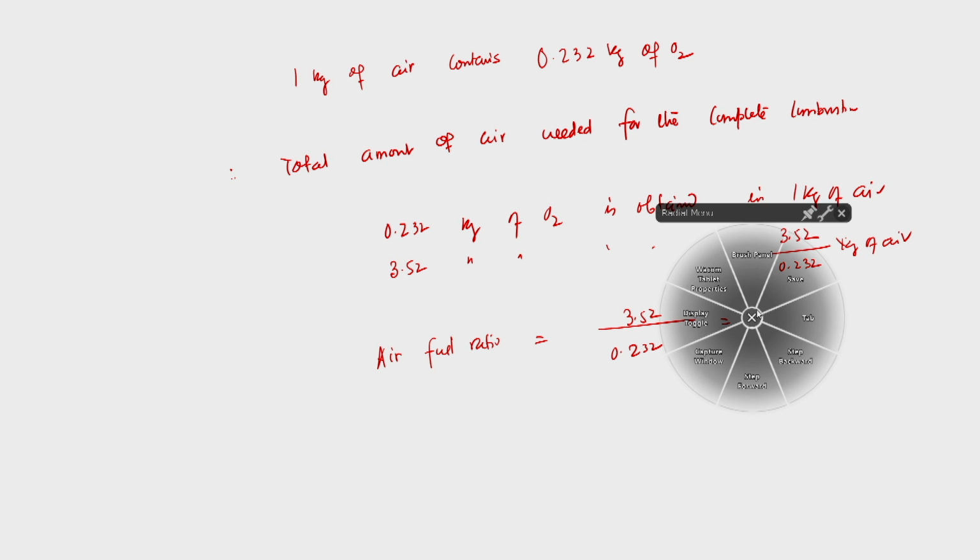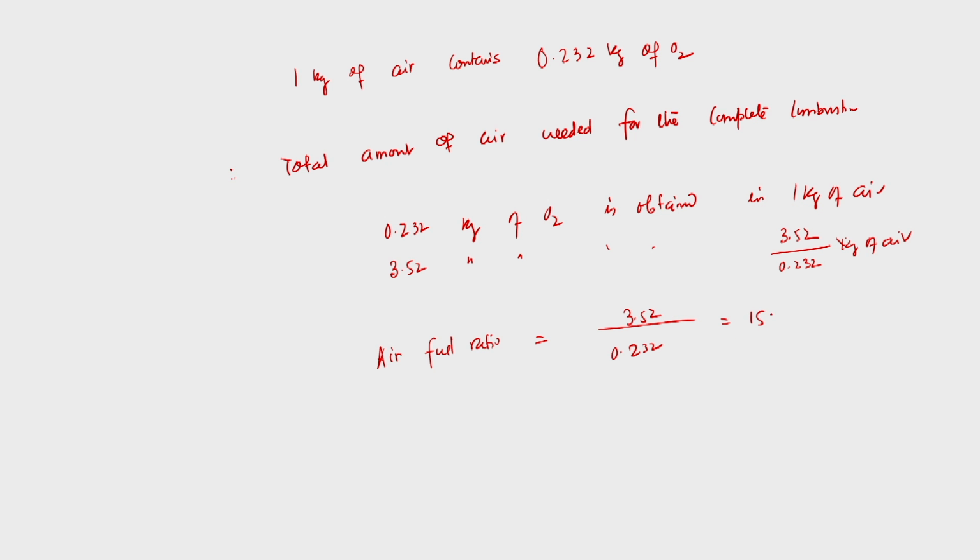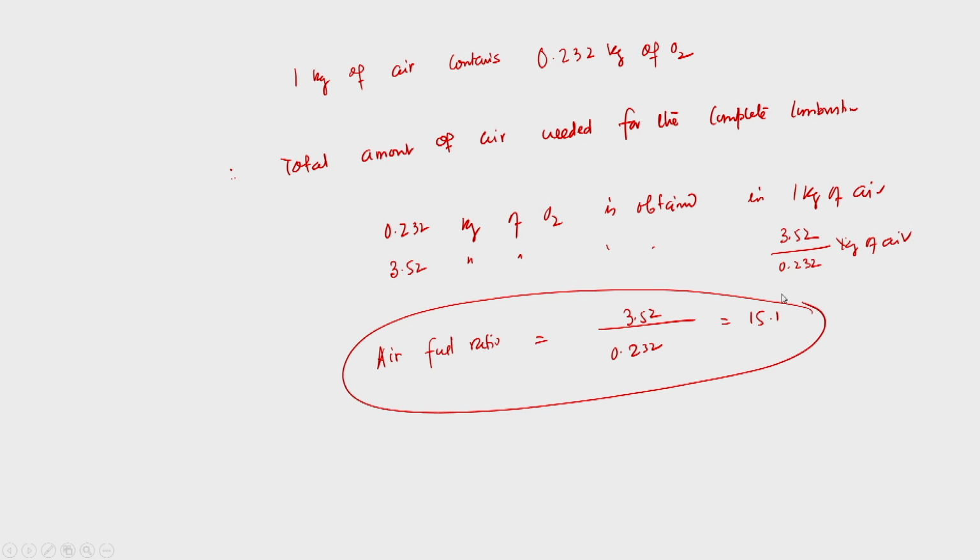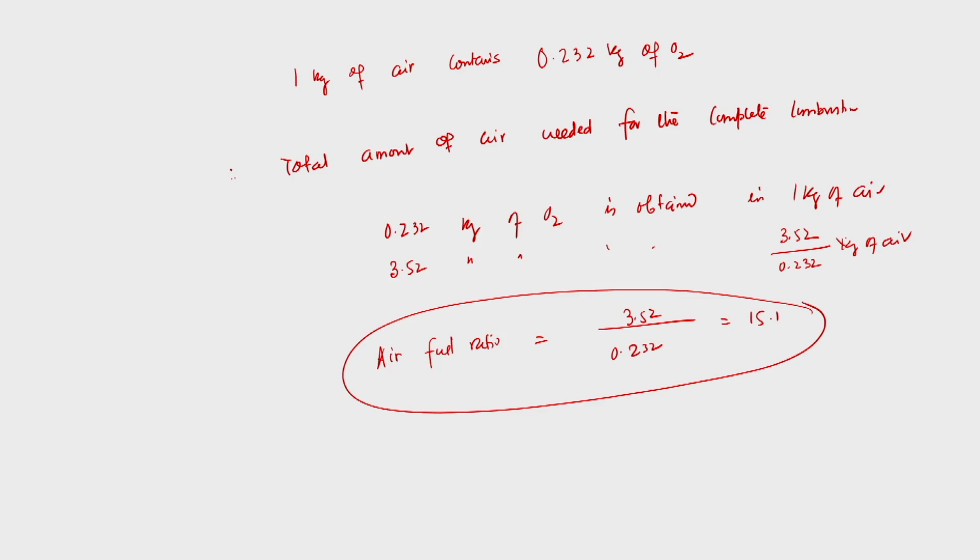this will come out like this, 15.1. So we have calculated that the stoichiometric air fuel ratio is 15.1:1. So this is the stoichiometric air fuel ratio that we have calculated. We have obtained the amount of oxygen required for the complete combustion, and then we have calculated how much air needs to be supplied to obtain that amount of oxygen. That means per kg of fuel burned, the amount of air required is 15.1. So the air fuel ratio will be 15.1.